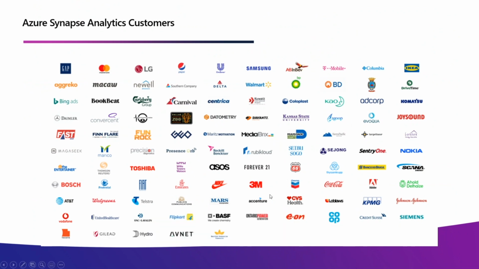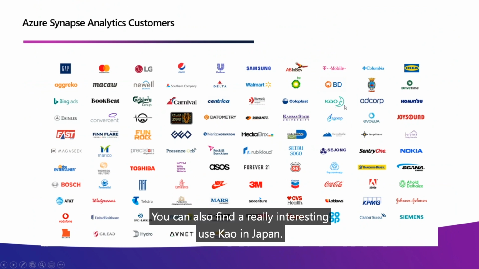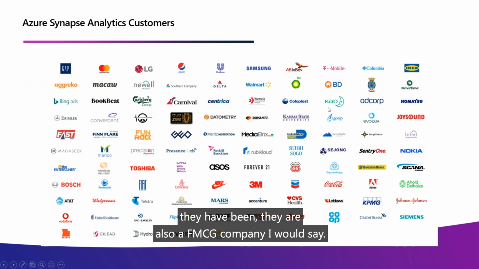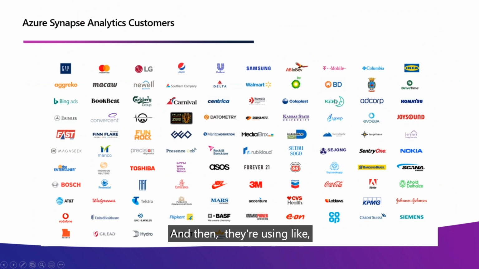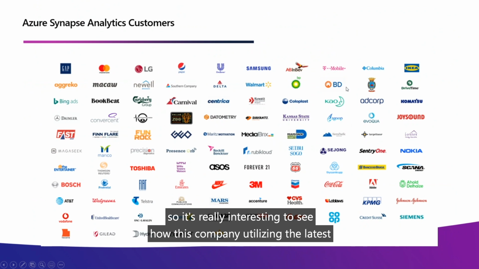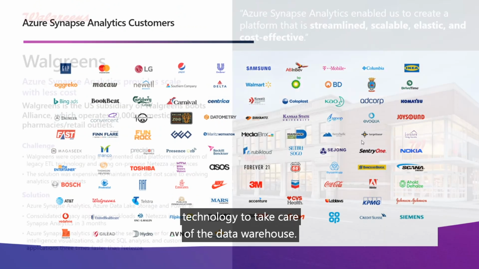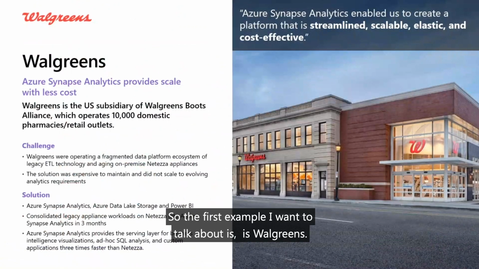Online, you can also find a really interesting use case of Kao in Japan. They are also an FMCG company, I would say, producing lots of cleansing powder and personal hygiene products, and they have a lot of transactions per day. So it's really interesting to see how this company utilizes the latest technology to take care of the data warehouse. So the first example I want to talk about is Walgreens.